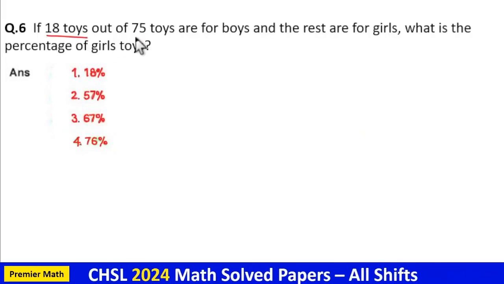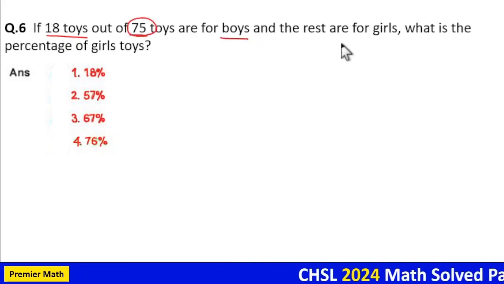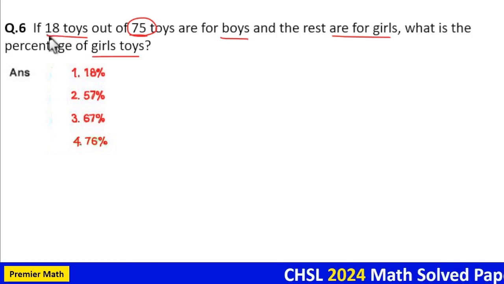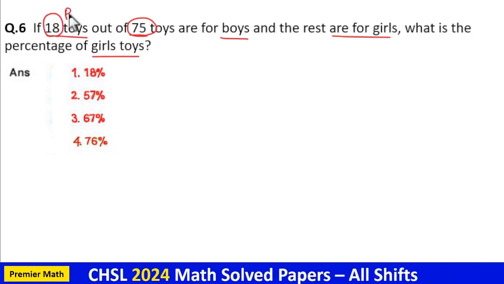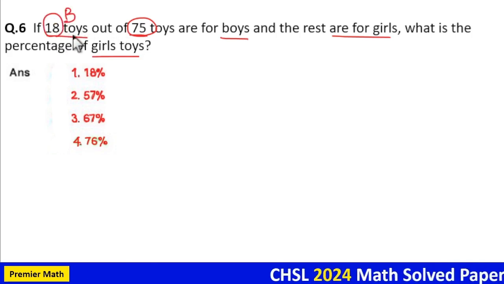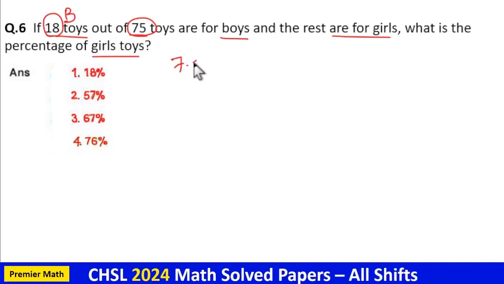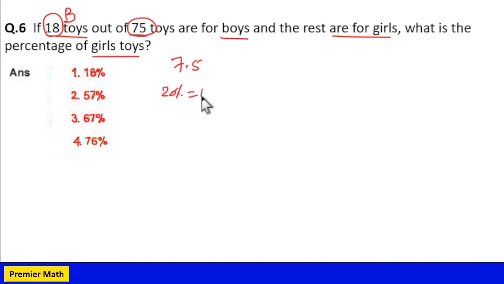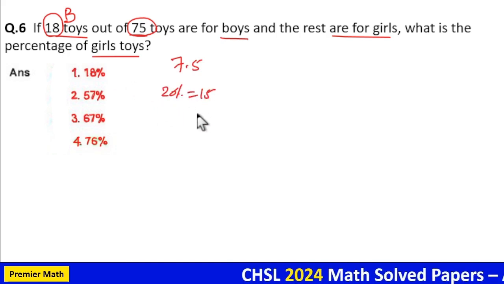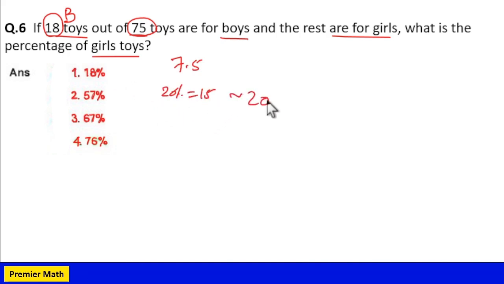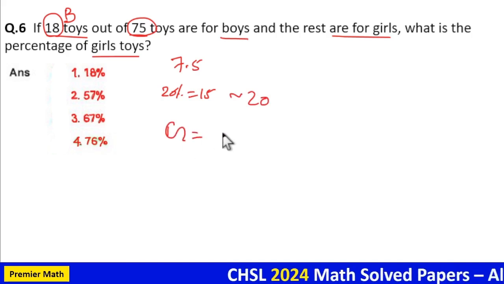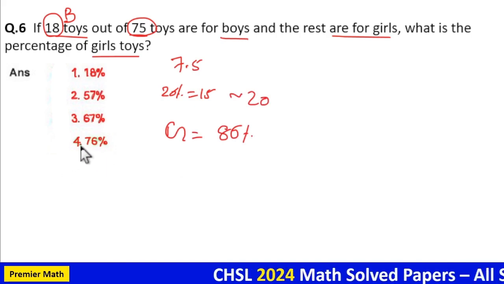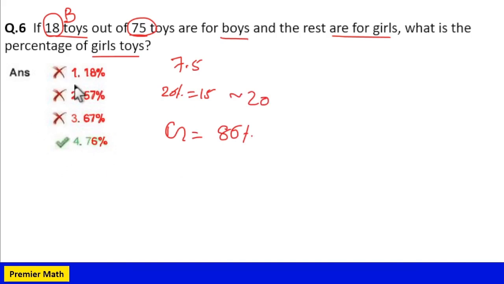If 18 out of 75 toys are for boys and rest are for girls, what is the percentage of girls' toys? Here 18 toys out of 75 are for boys. So if you take percentage of boys' toys, 10 percentage of 75 is equal to 7.5. So 20 percentage is 15, which means this 18 is around 20 percentage. Then girls percentage is equal to 80 percentage, nearly 80 percentage. Here nearly 80 percentage is option 4. So option 4 is your answer.